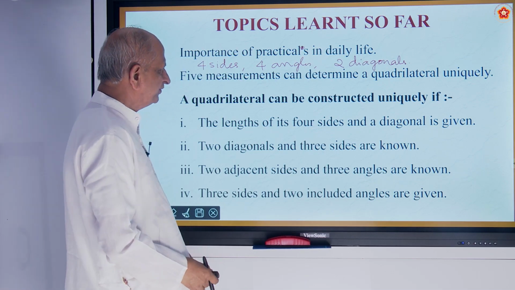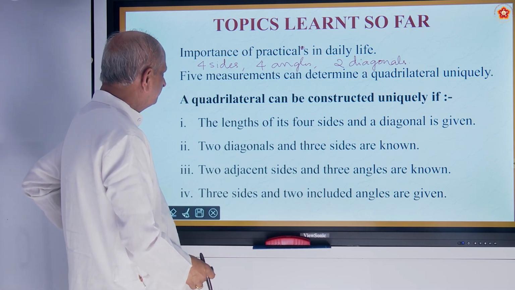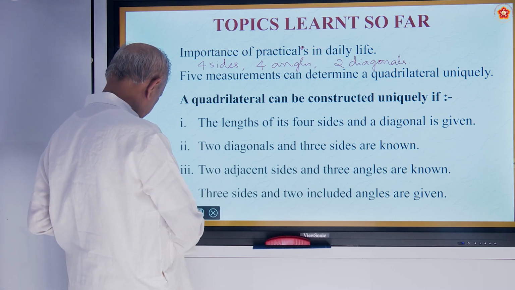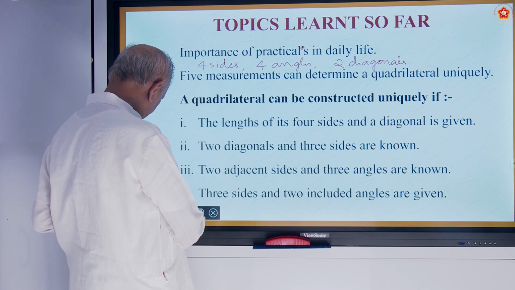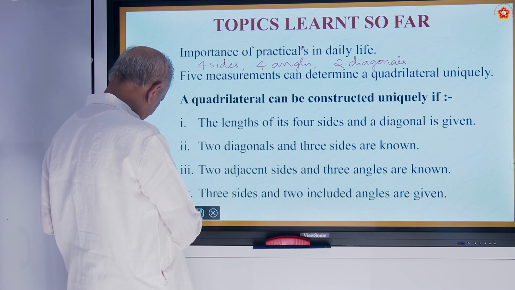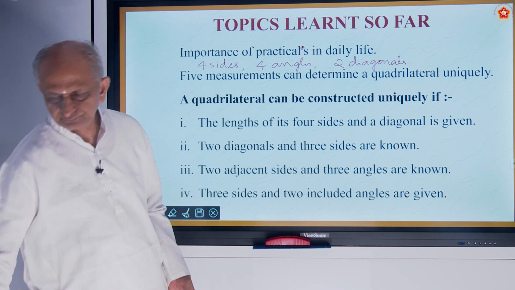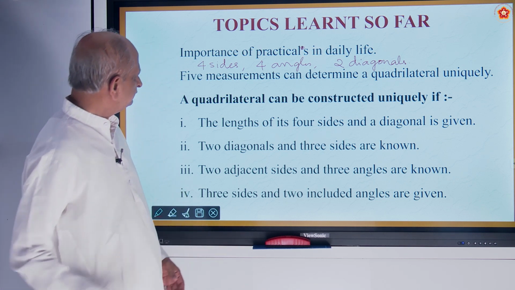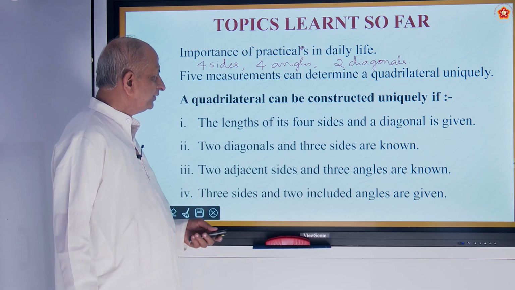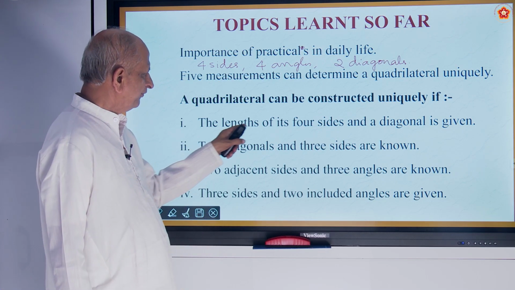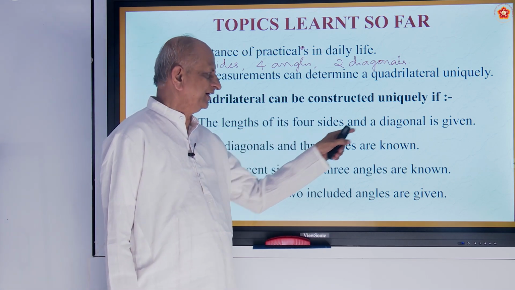And out of these 10 elements, you have to be given at least 5. If that is not given, you cannot construct a quadrilateral. And what are the 5 measurements? The lengths of its 4 sides and a diagonal.